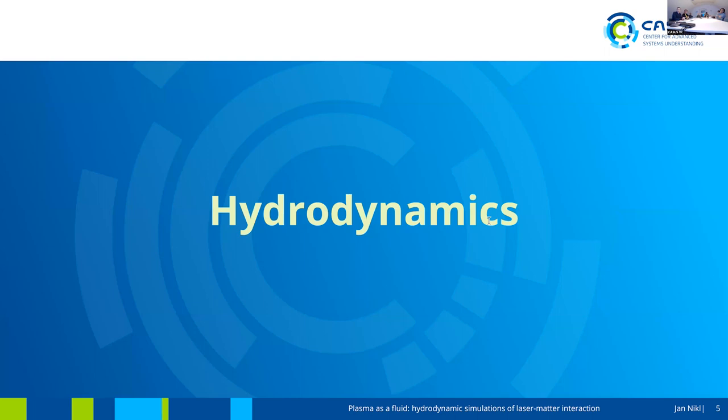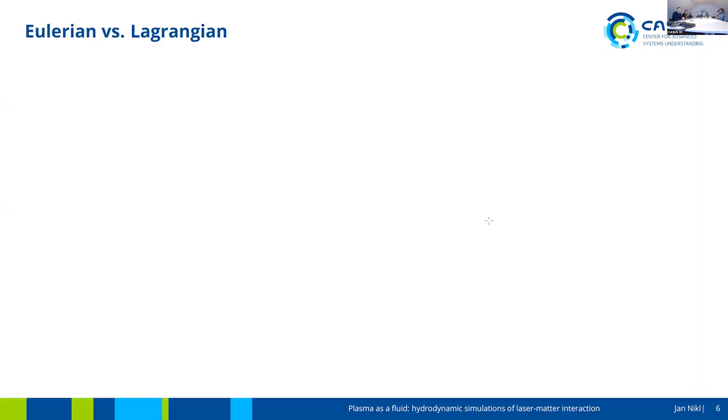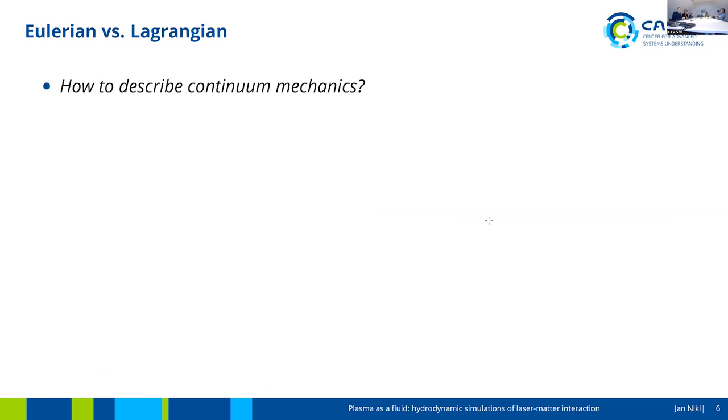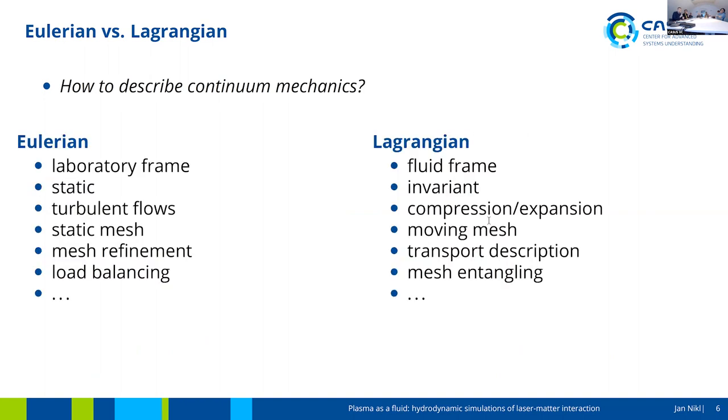Okay, so when we know what plasma and fluid are, we may get to the theoretical description of fluids and their dynamics. First of all, we need to choose between the Eulerian description and the Lagrangian description. And no, it's not about a possible personal dispute between two gentlemen, but about the question of how to describe continuum mechanics. In the Eulerian picture, we use the laboratory frame, which is static, while in the Lagrangian framework, we rather take the fluid frame, which is closer to the actual invariant formulation of hydrodynamics, like in relativistic plasmas.